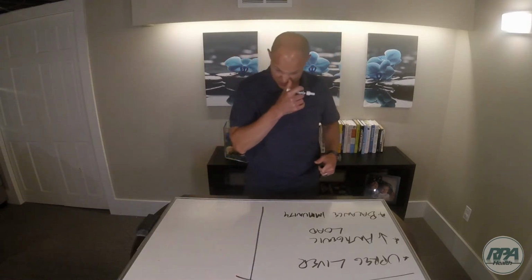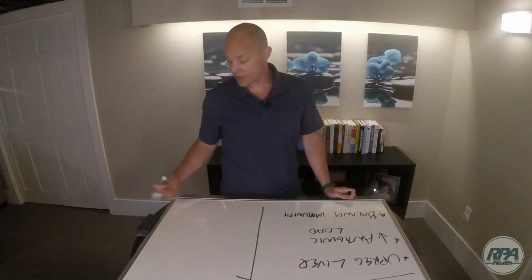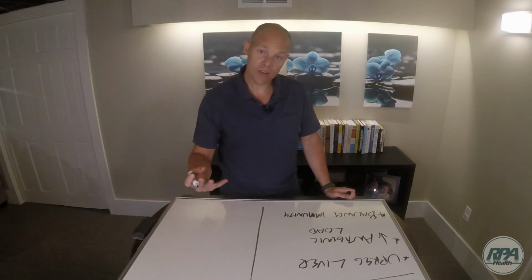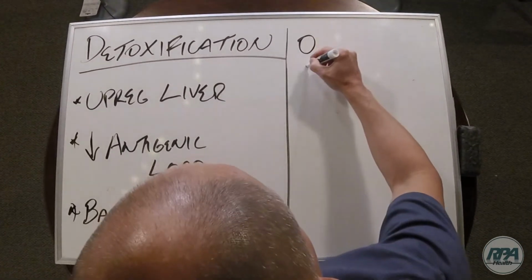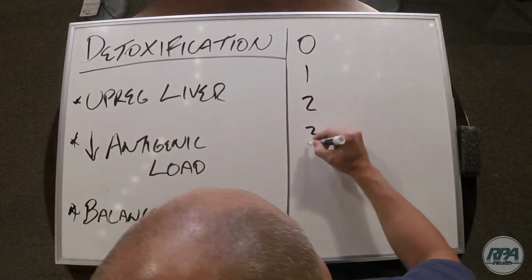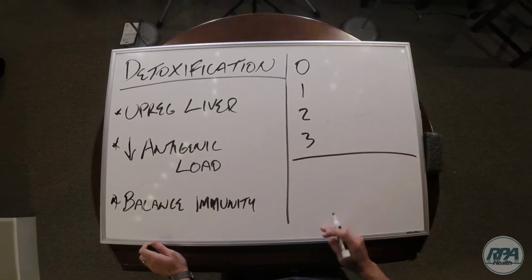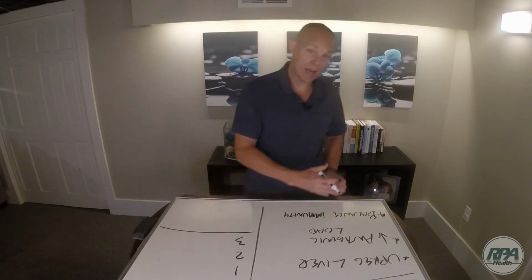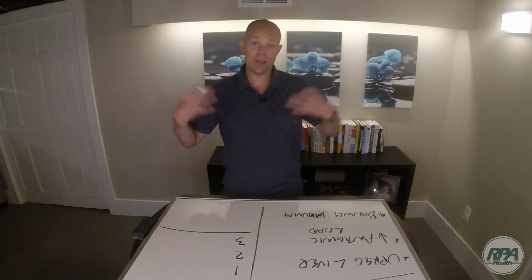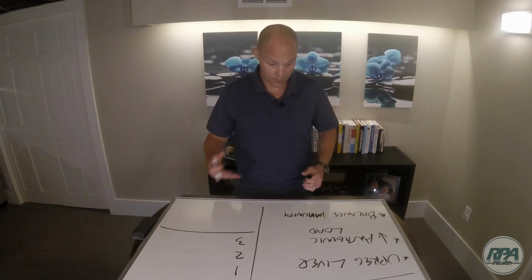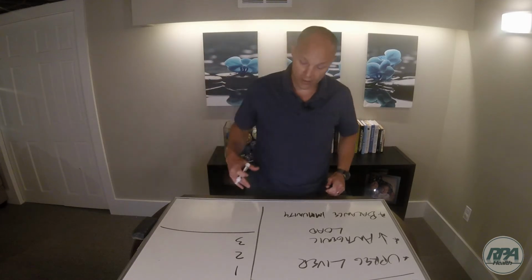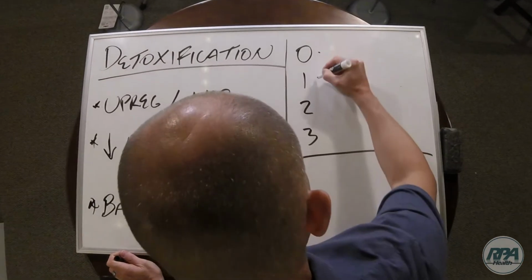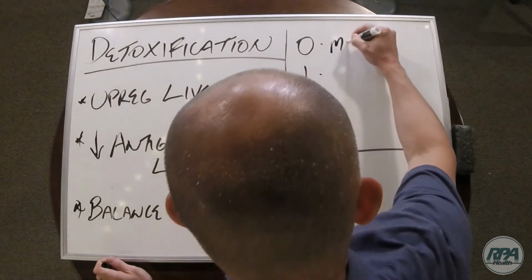First and foremost, upregulating the liver. So the detoxification process in our body goes through four phases. We're going to go phase zero, phase one, phase two, and phase three. So that's four phases. And these four phases have to happen, all four of them, in order to actually expel a toxin that has been identified and the body wants to get rid of. So phase zero right here, phase zero is mobilization.